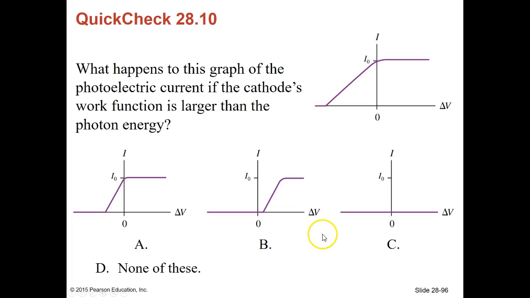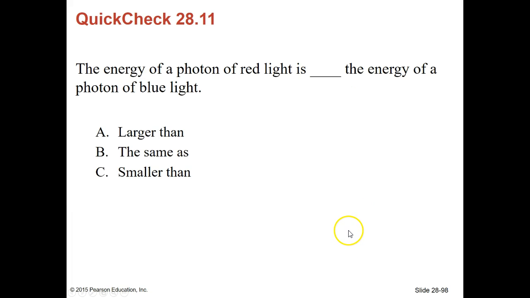In this next one, they want to know what happens to the graph of the photoelectric current if the cathode's work function is larger than the photon energy. And if that happens, then the energy of the photon is less than the work function, and I won't kick any of those electrons out. So I won't get a change of potential and definitely won't get a current as a result.